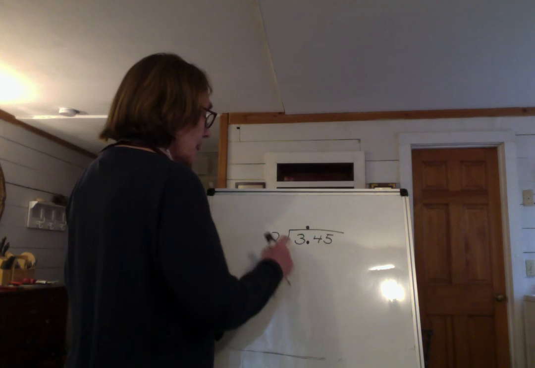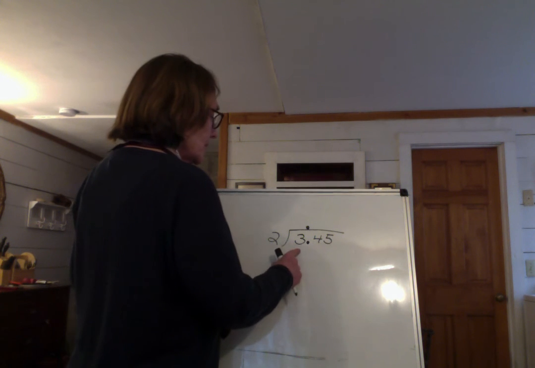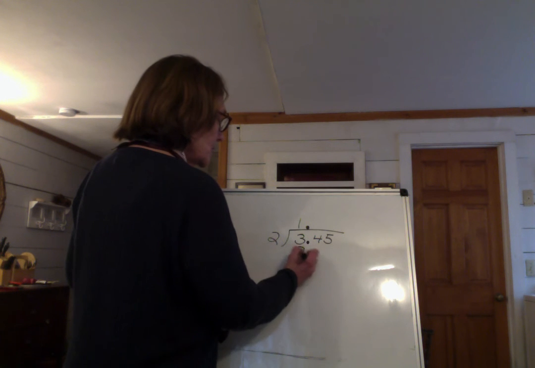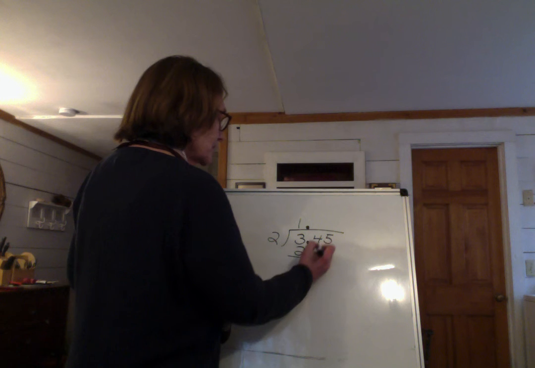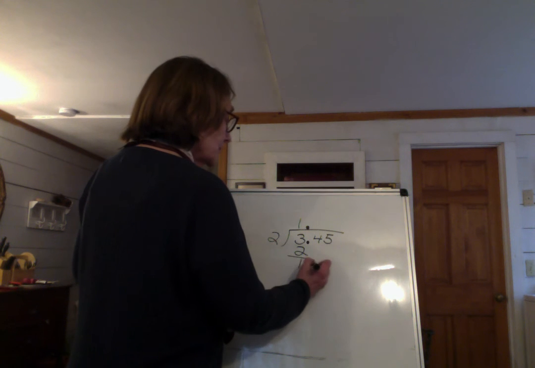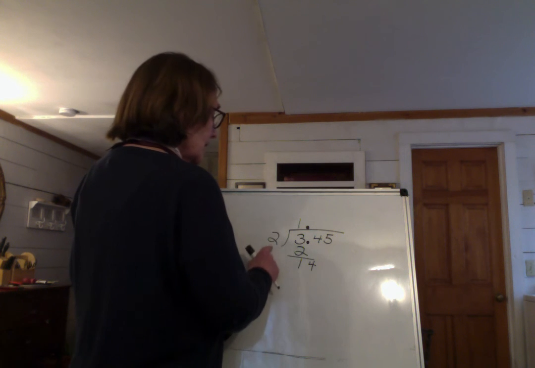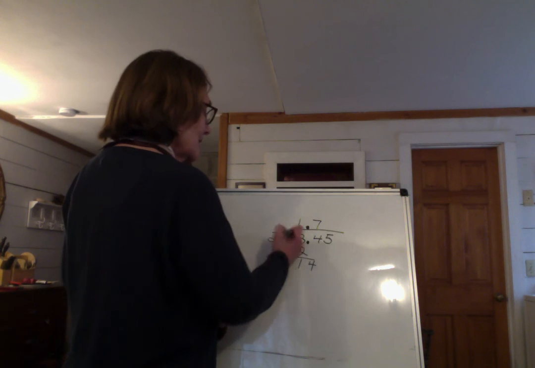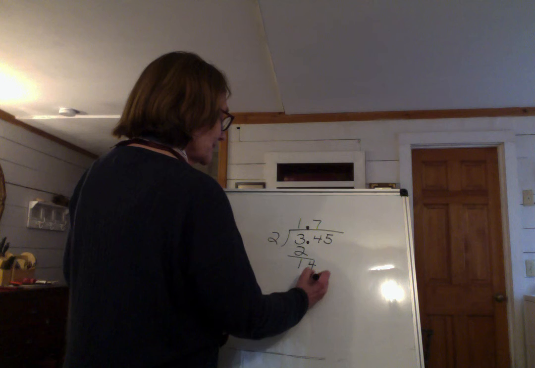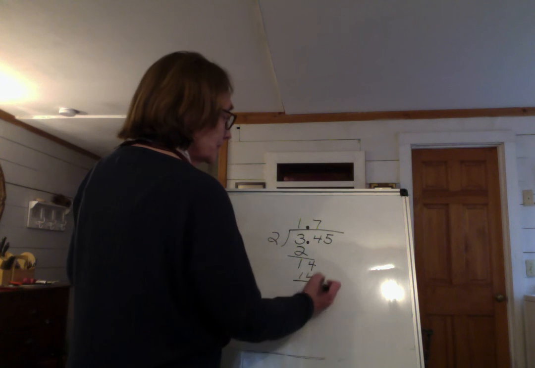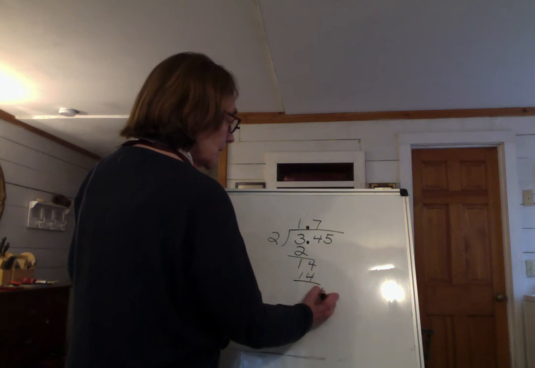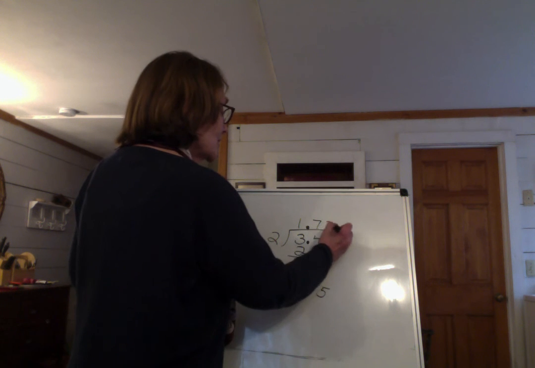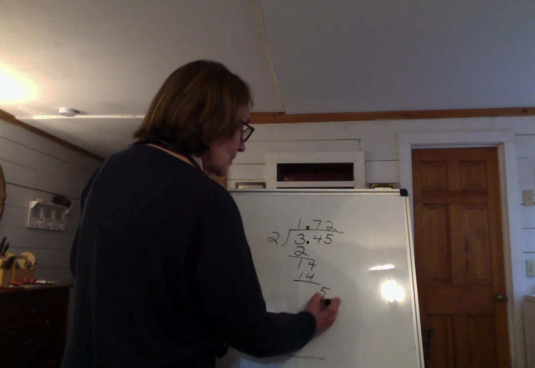Let's do this. How many 2's in 3? 1. 1 times 2 is 2, with 1 left over. Bring down our 4. How many 2's in 14? 7. 7 times 2 is 14. But we have another number to bring down. How many 2's in 5? 2. 2 times 2 is 4, with 1 left over.